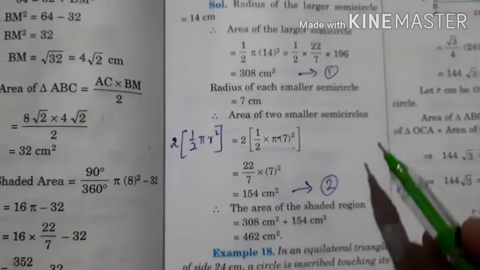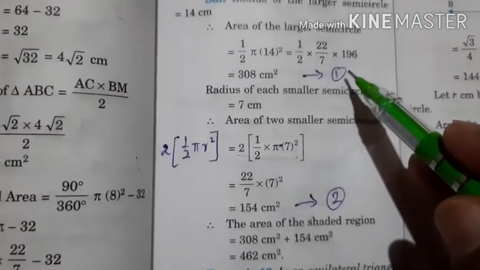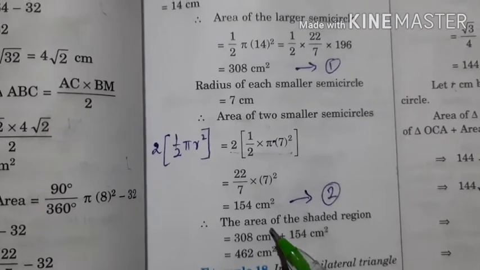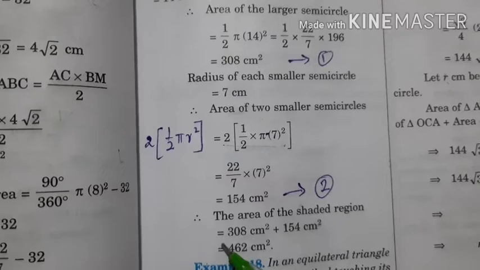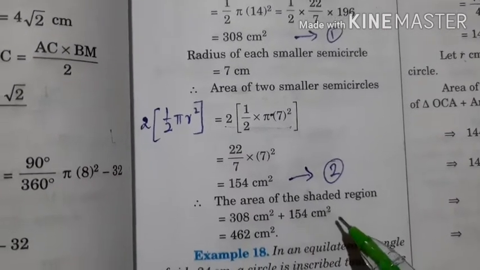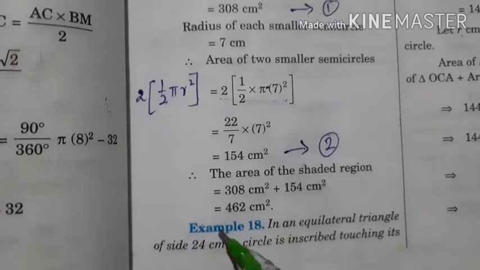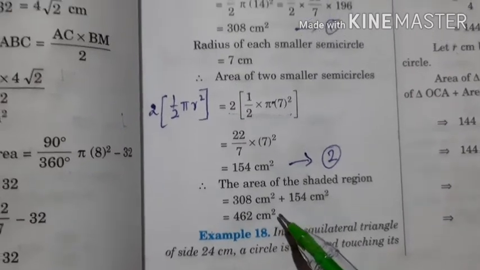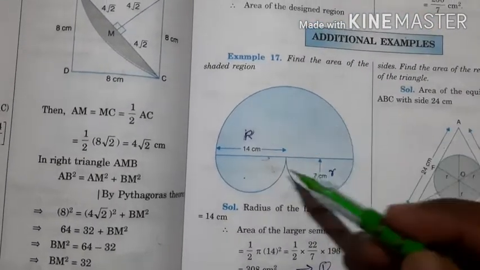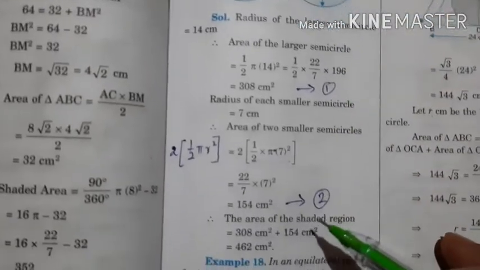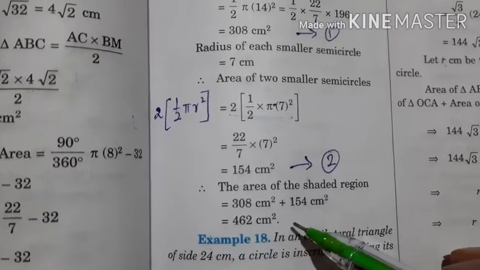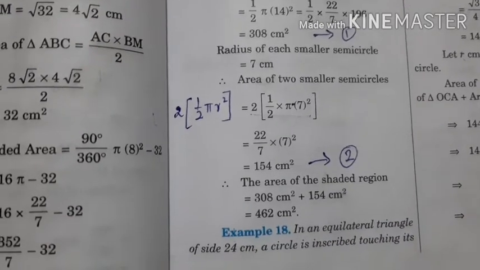Okay, children? Now I add equation 1 and equation 2. Then I get the area of the shaded region is equal to 308 centimeter square plus 154 centimeter square. Thus it is 462 centimeter square. Thus, the area of this entire shaded region is equal to 462 centimeter square. Did you understand? Okay.